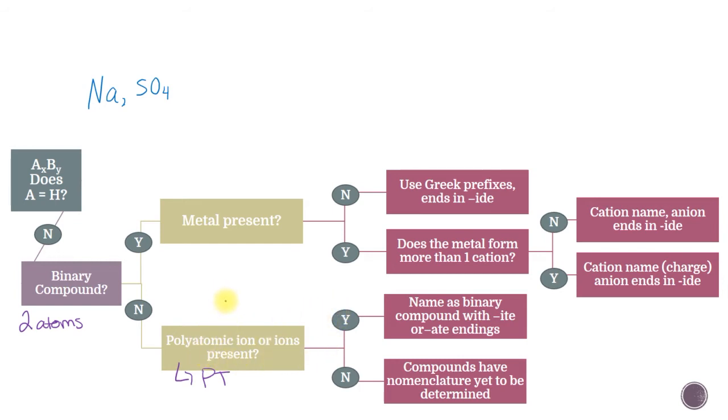So I'm going to look over there, and it looks like SO4 is a polyatomic. So yes, we're going to name it like a binary compound, but we're going to keep the ending the way it is. So SO4 is sulfate, so we're going to keep it as sulfate.